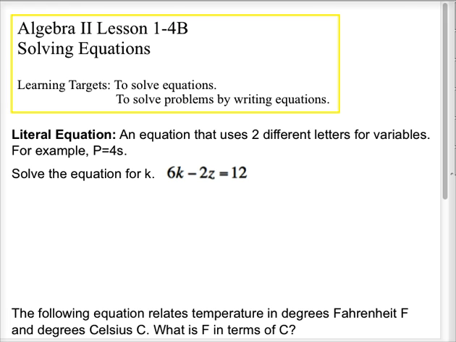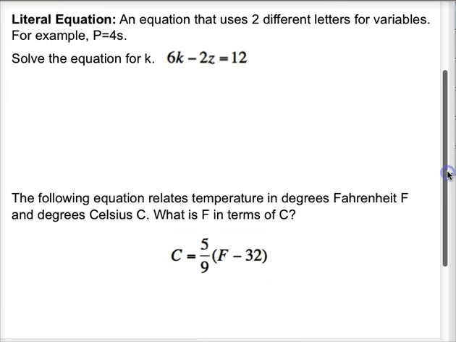Today there's going to be a slight difference though. In the previous half, we were talking about solving an equation to get a numerical solution. Today we're going to talk about literal equations. What a literal equation means is an equation that uses two different letters for variables. So for example, P equals 4s. Okay, that would be an example of a literal equation because it has two different variables.